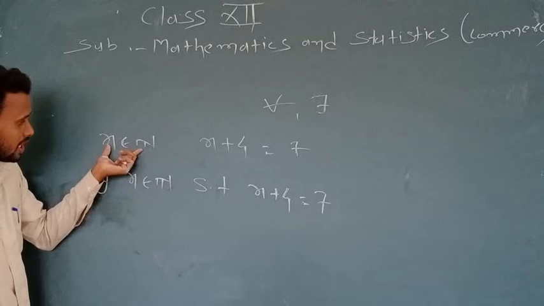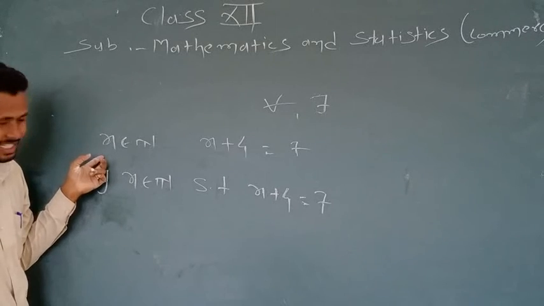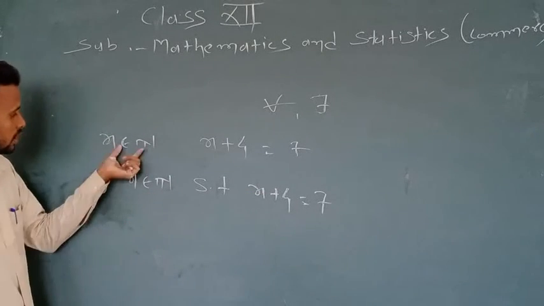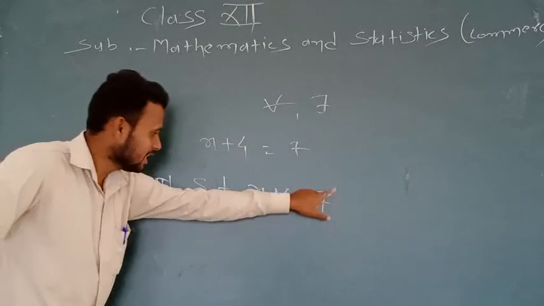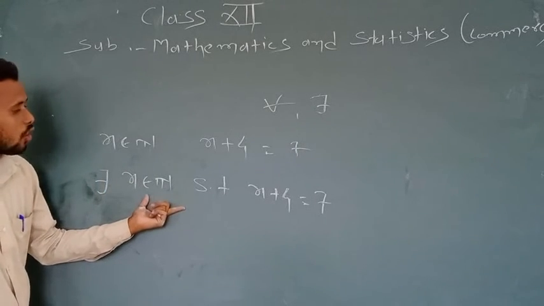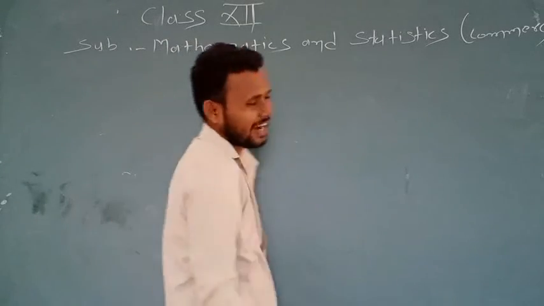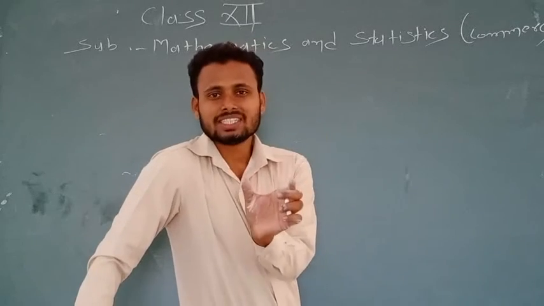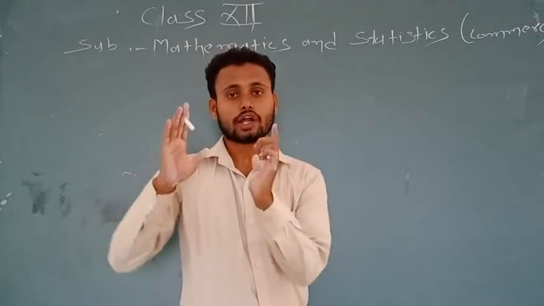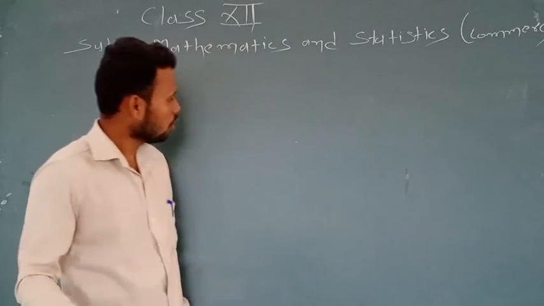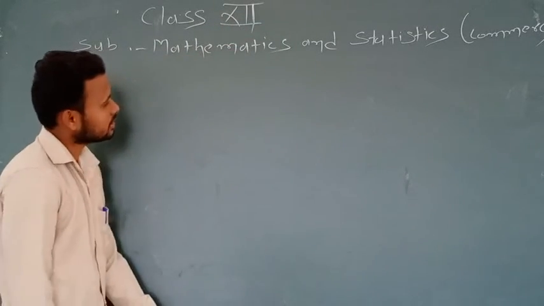Okay, x belongs to natural number, x plus 4 is equal to 7, it is a simple open sentence. Now, in that open sentence, we use the quantifier, there exists x belongs to natural number such that x plus 4 is equal to 7, then it becomes a statement, and that statement is called a quantified statement. So the definition: an open sentence with quantifiers becomes a statement, and that statement is called a quantified statement. Now take examples in exercise 1.5 or 1.6.